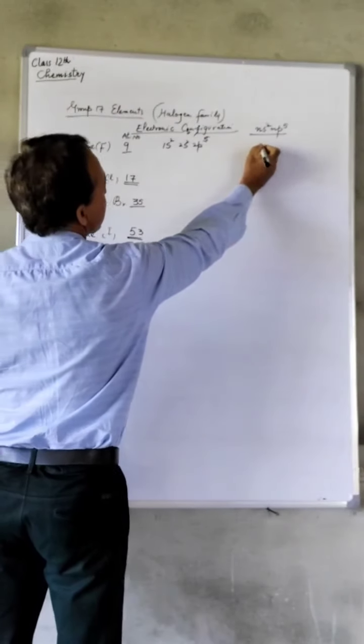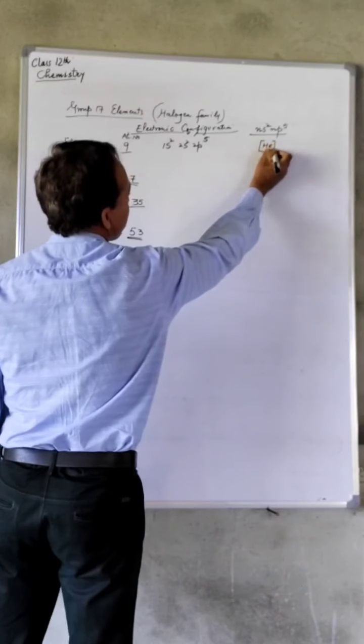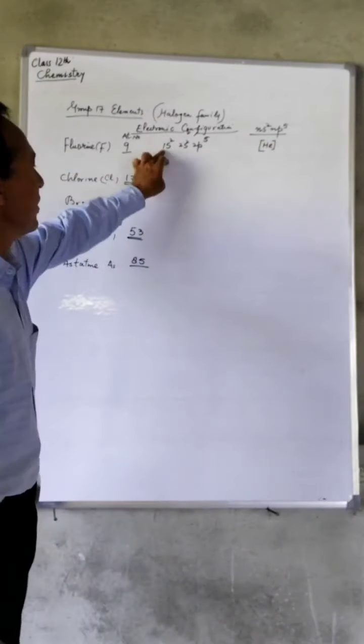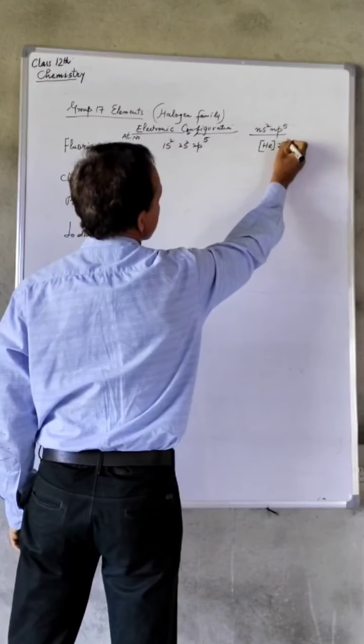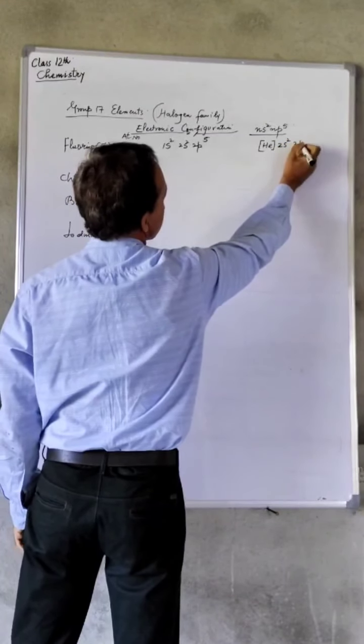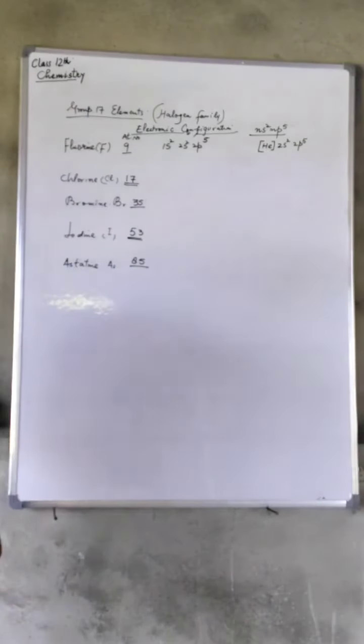Or we can show it in terms of the noble gases. It is helium 1s2, then 2s2, 2p5. So this is the electronic configuration of fluorine.